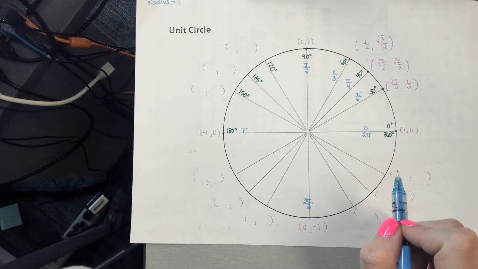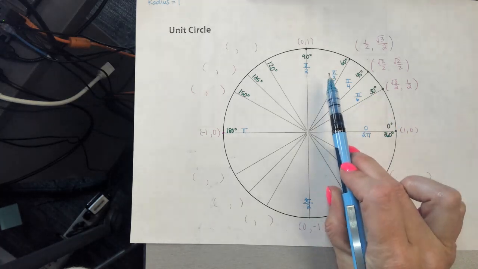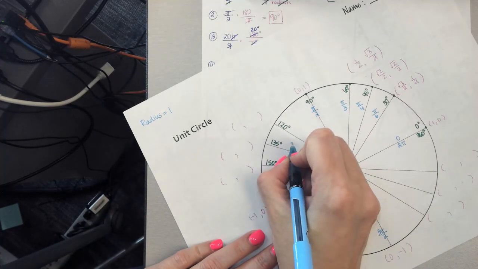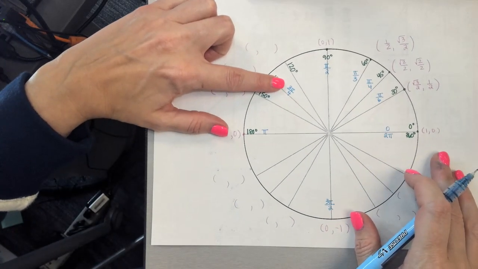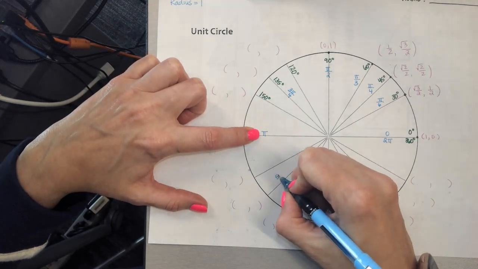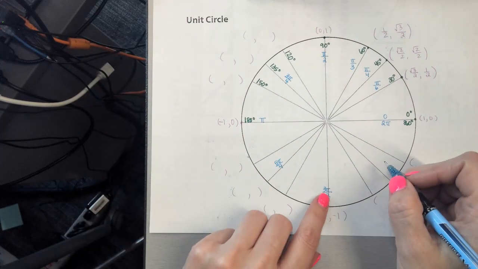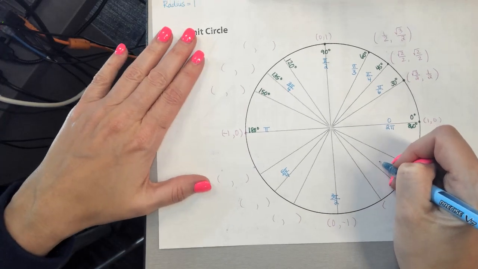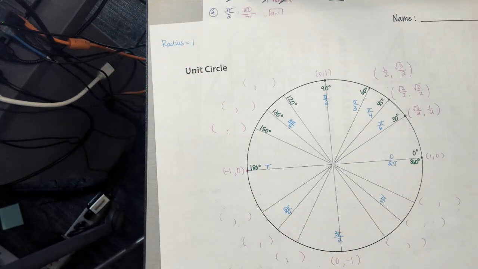Okay, the next one I like to fill in is the 45. So this is 1 pi over 4, and then go 45 degrees to 2 pi over 4. Go 45 degrees to 3 pi over 4. And what's nice is 4 pi over 4 reduces to pi. Okay, then you have 5 pi over 4. 6 pi over 4 reduces, you already have it. 7 pi over 4 here, and then 8 pi over 4 would be back at 2 pi.